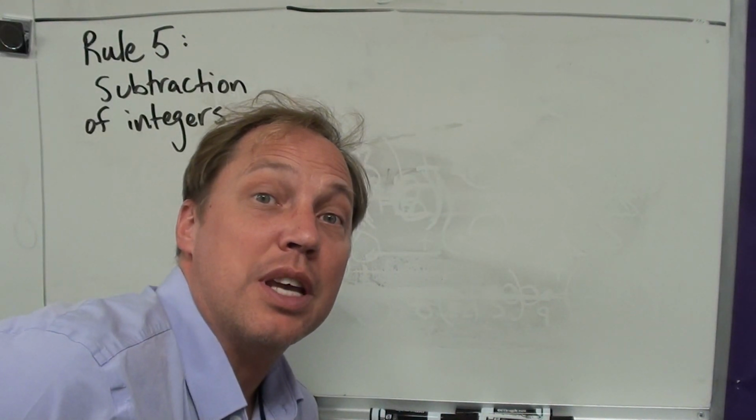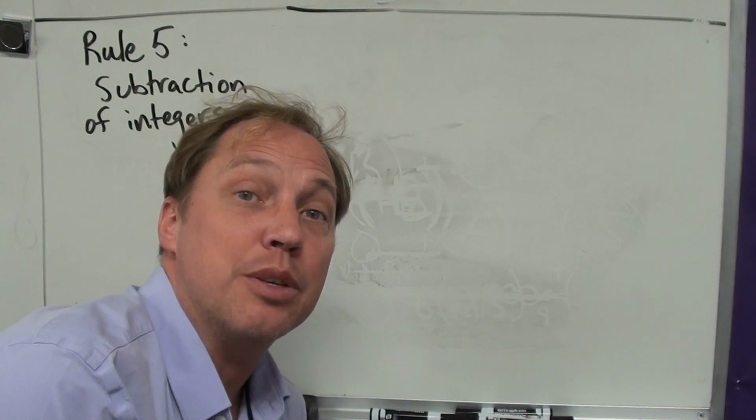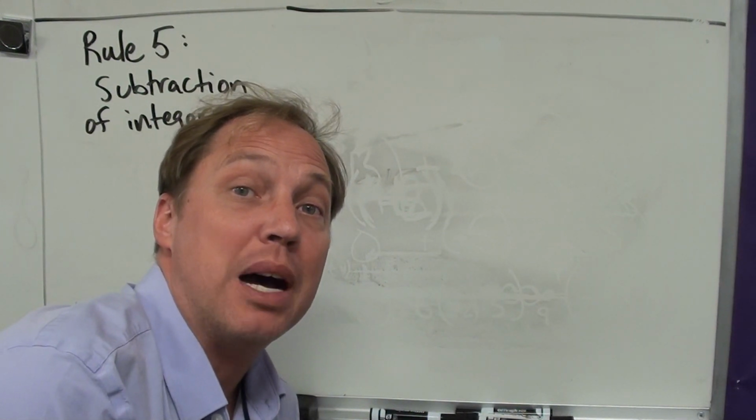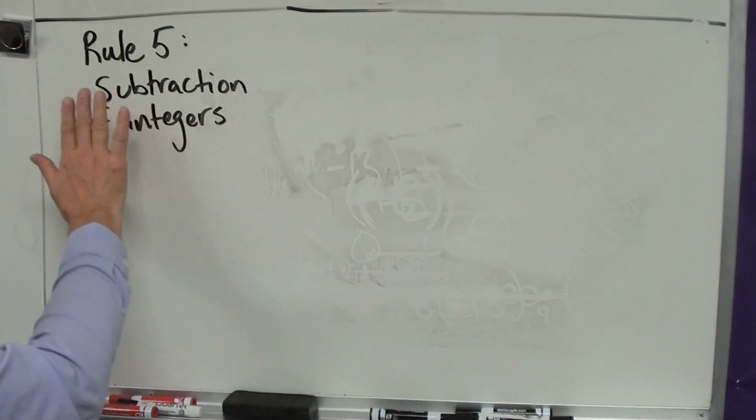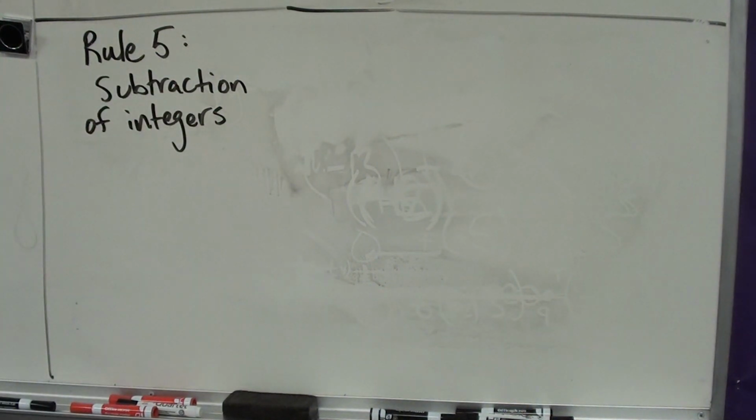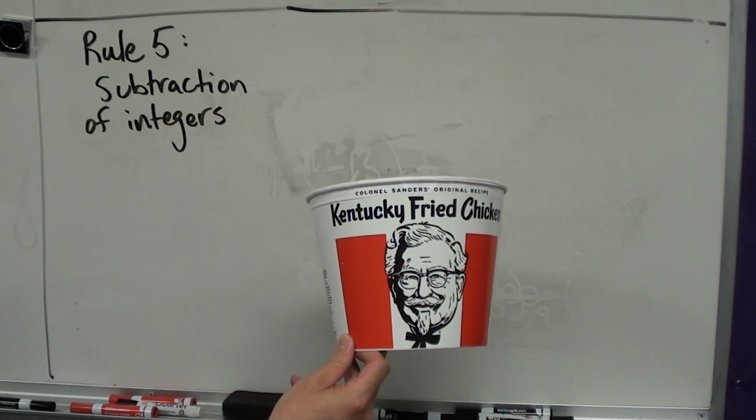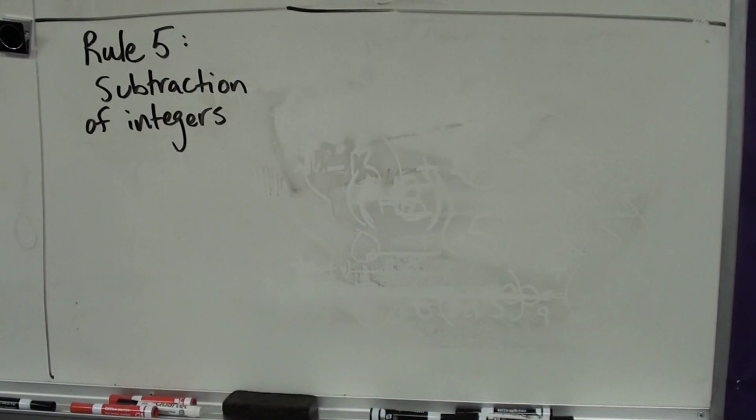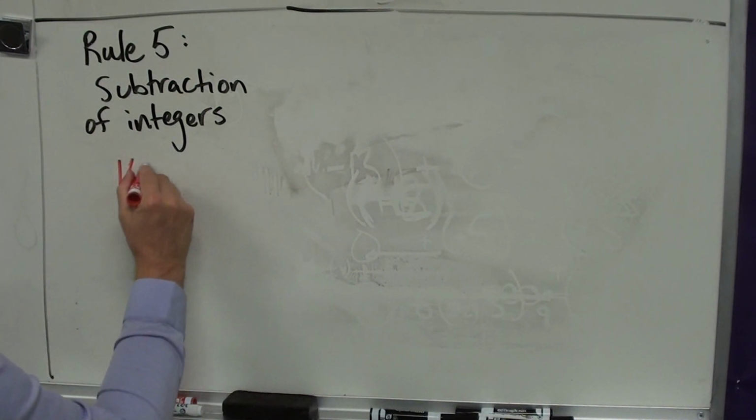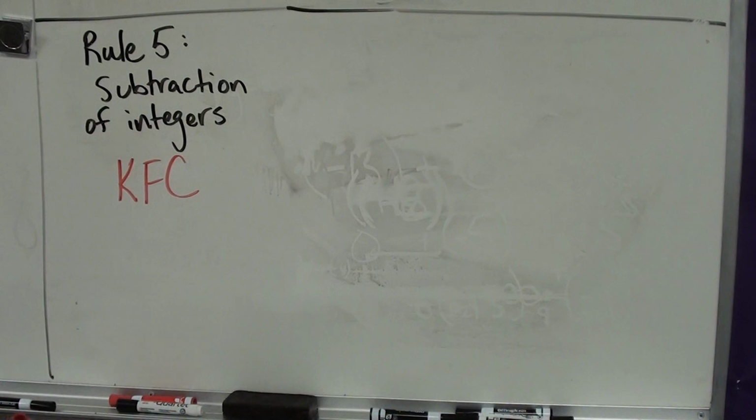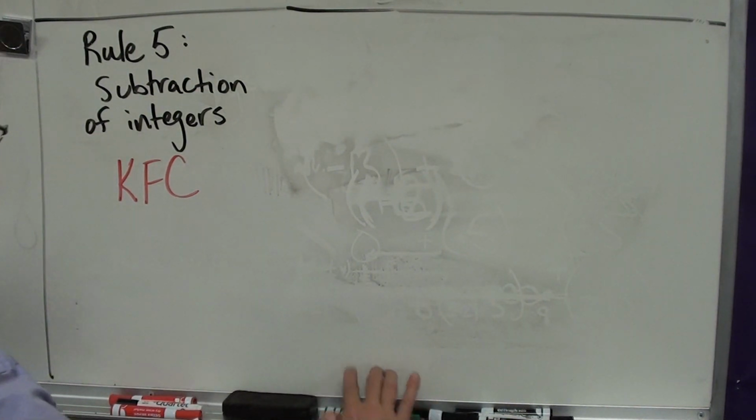What we'll be doing in this segment is looking at the subtraction of integers, positive and negative numbers. We're going to be looking at Rule 5 for the subtraction of integers, and I like to employ a little technique I call KFC. Not Kentucky Fried Chicken, but when we say KFC, this is a little technique that some people find useful.